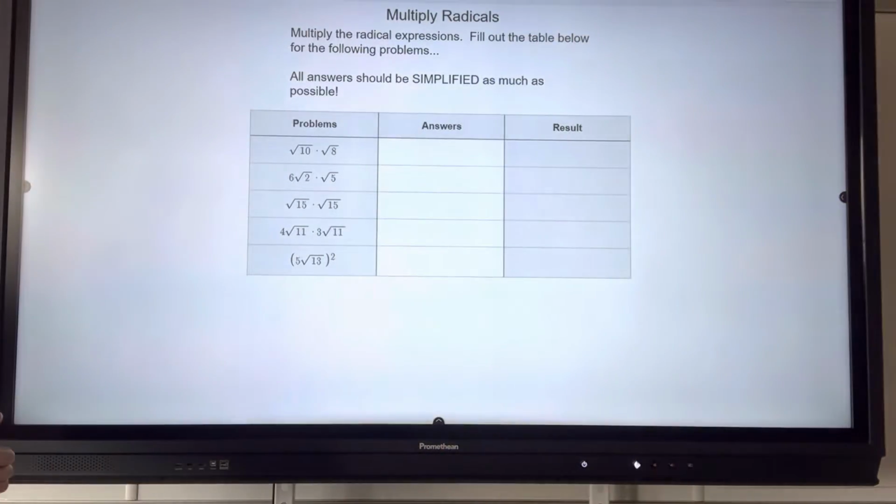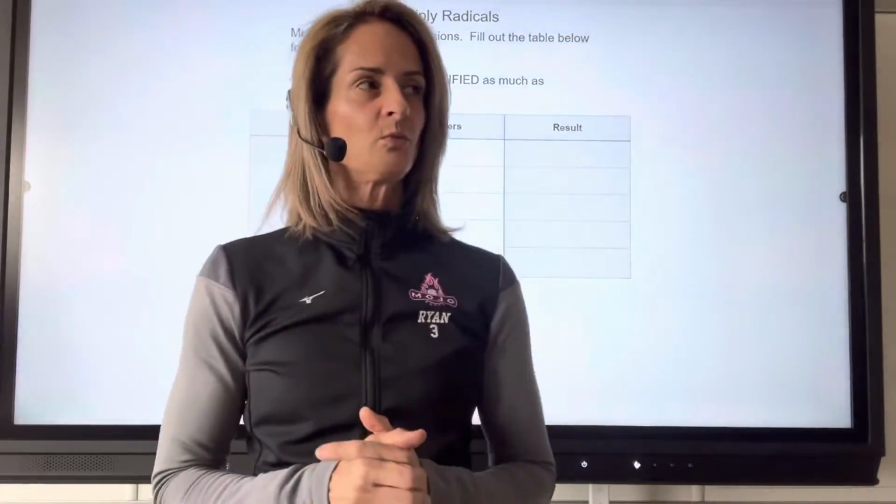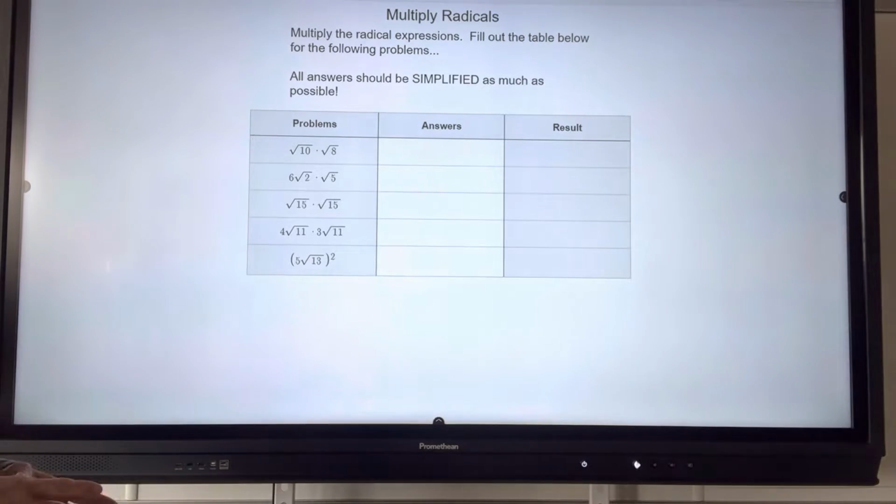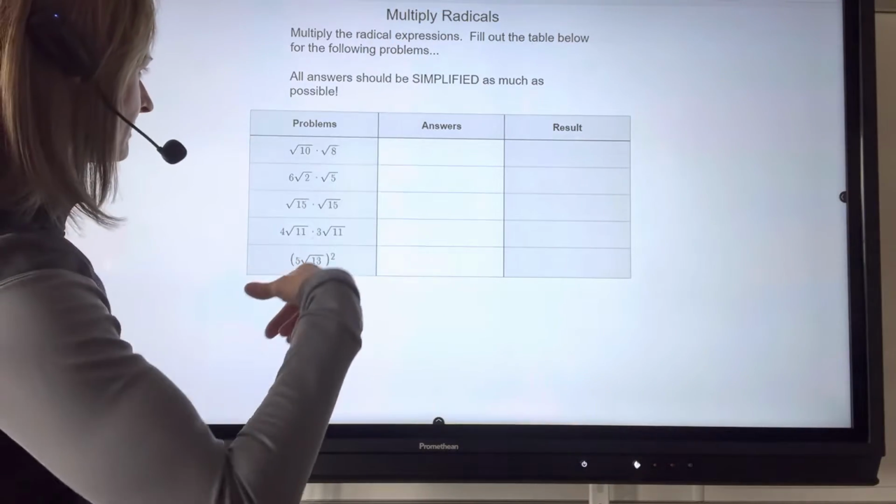All right, so today we are going to multiply radicals. We just finished reviewing how to simplify radicals, and now we are going to quickly review how to multiply them. Okay, and we're going to need this in the next thing that we're doing in our next slide.